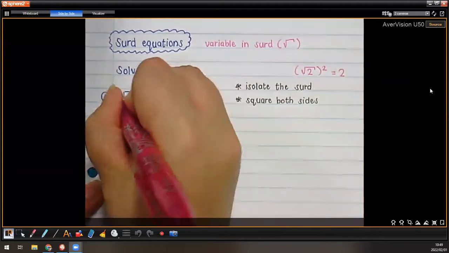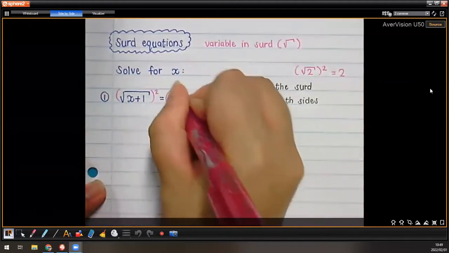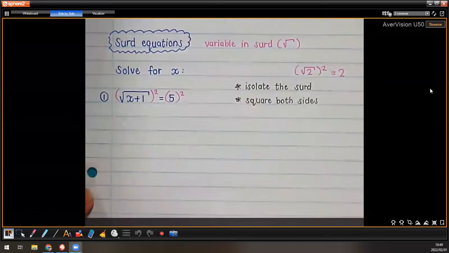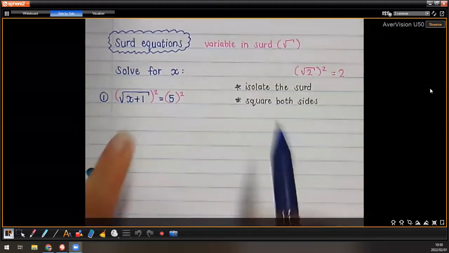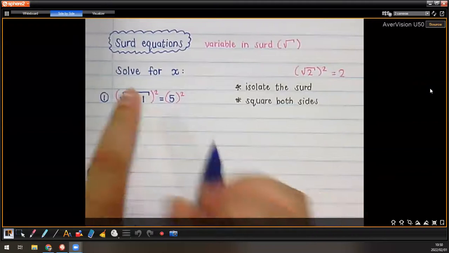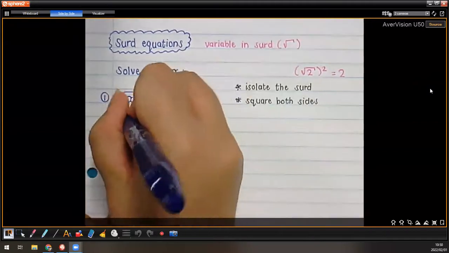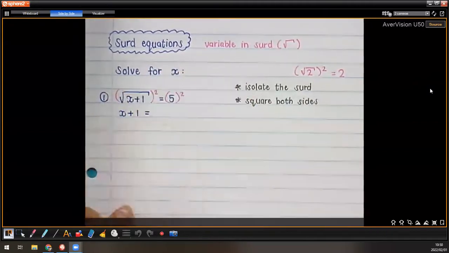Okay, so you can just do it in the same line if you want. You can just show it there, maybe using a different color pen or a pencil. You're going to just square both sides. So that square is going to cancel out the square root. So what's going to be left on the left-hand side? If the square root goes away, just x plus 1.